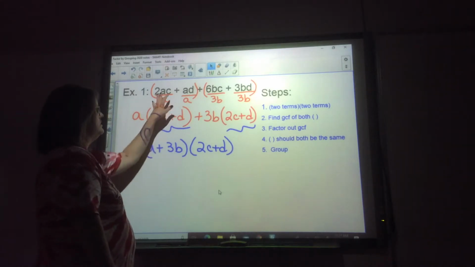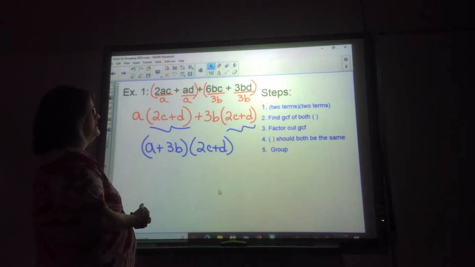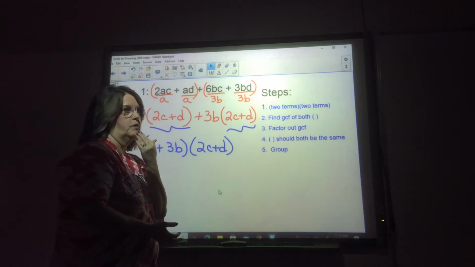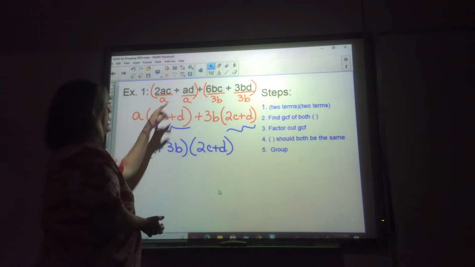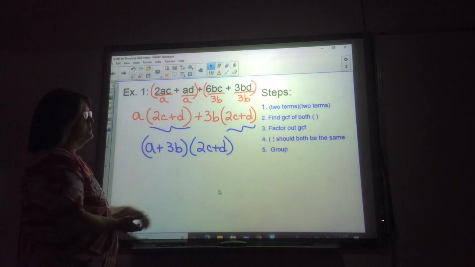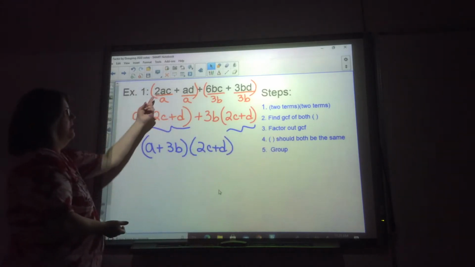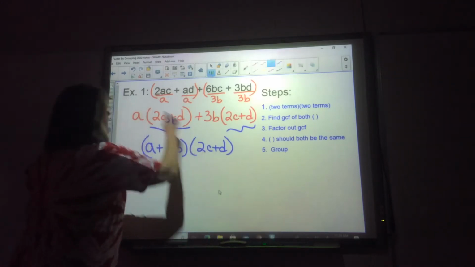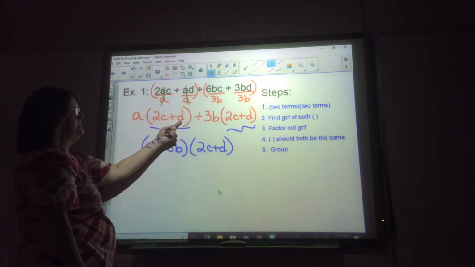So if I'm looking at 2AC plus AD, the GCF of 2AC plus AD is A. If you think about what your mouth is saying when you read that, 2AC plus AD, the thing that it is saying in both of these terms is A. So A is your GCF. Once you find your GCF, you factor it out of each term, and I wrote it underneath each term. A cancels out. You write A here, you're left with 2C plus D.